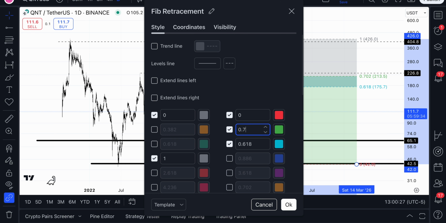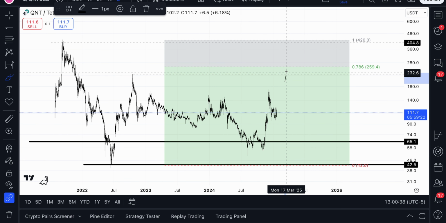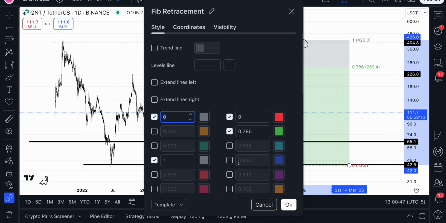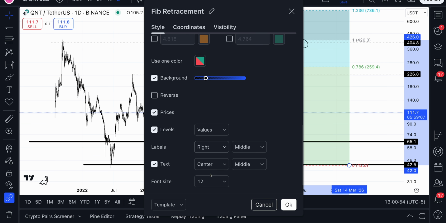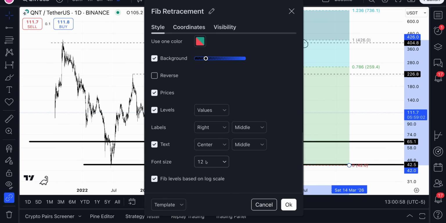We would be targeting the 786. Yeah, we'd be targeting the 786 to sweep this internal range. And then ultimately, we have to sweep the external range, which would take us to this target right here. So we want to take a look at the next immediate target after the all-time high.